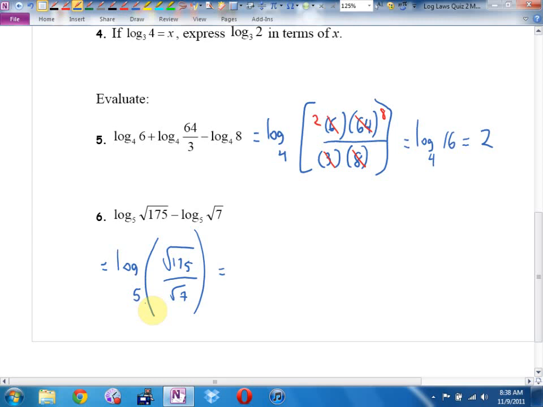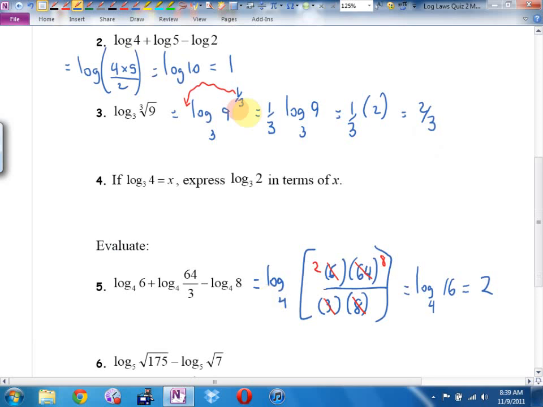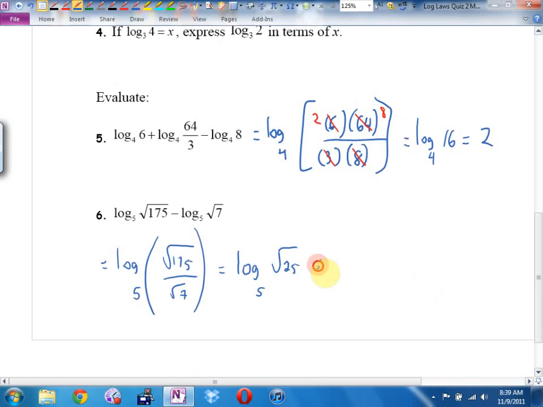I'll write this. This is the log base 5 of root 25. And Amanda, what is root 25? I could make this an exponent one half, move it to the front, but the order that I do things in, I do whatever is the most convenient. Sometimes I'll do the root first. Sometimes, because like the cube root of 9 didn't work out evenly, I'll make it an exponent and move it to the front. This is the log base 5 of 5, which is 1.